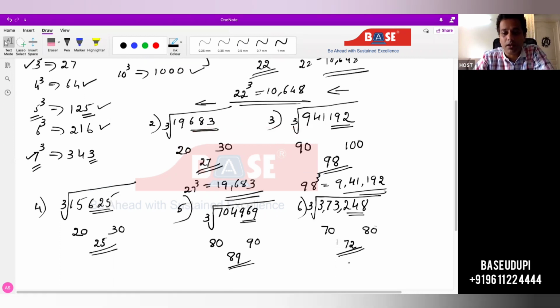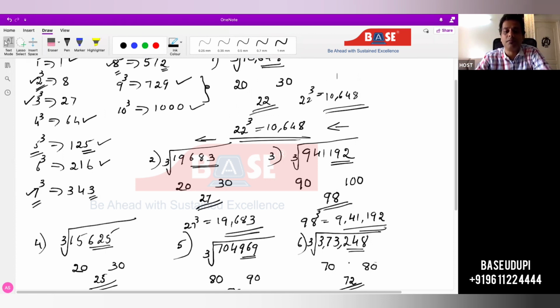If you want me to repeat once again, I'll repeat. That is, first step is always last three digit. You can see last three digit in each of the example. You can see 683 here, 192 next, 969 in the next one, 625 here, 248. Last three digit you need to skip. Next step is remaining digits.